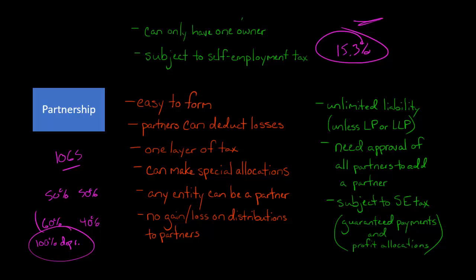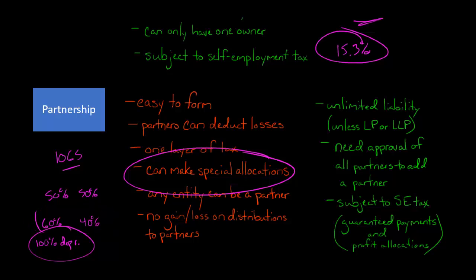Now, there are rules about the special allocations, but this is the only entity type. You're basically making these different allocations. You can't do that with an S corporation. An S corporation, if you're 50-50, let's say there's two shareholders, one person owns 50%, the other one owns 50%, you have to divide up the profits and losses 50%, depreciation, all of that.